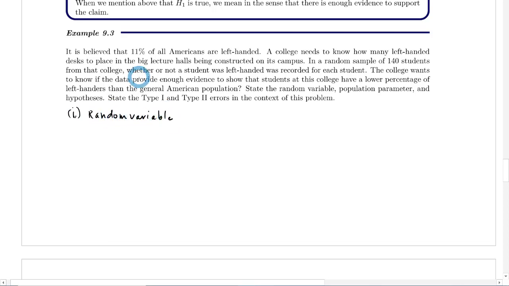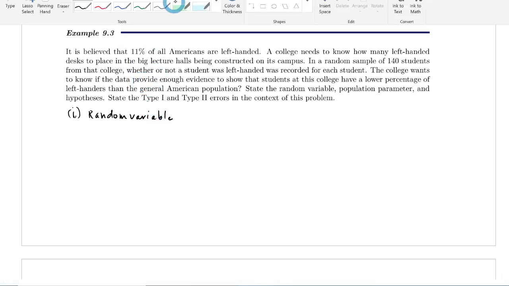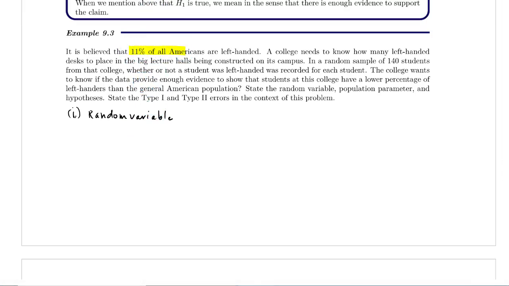And I think we can see what the random variable here is, right? Notice they gave us a percentage. They didn't mention the mean, and they didn't mention the standard deviation. And right away, we see a percentage, we say, oh, you know what? This is going to be a proportion problem. So we do know that the random variable is the percentage.